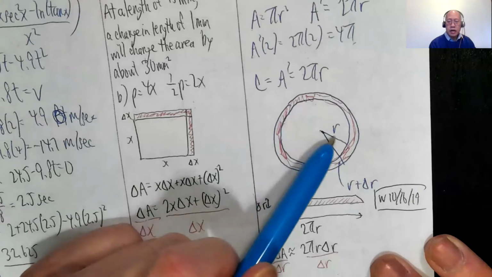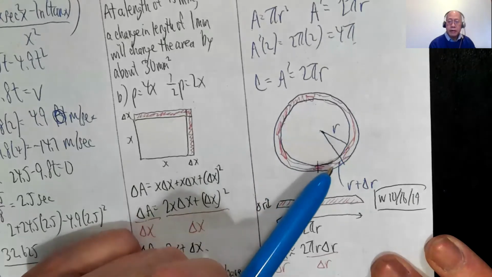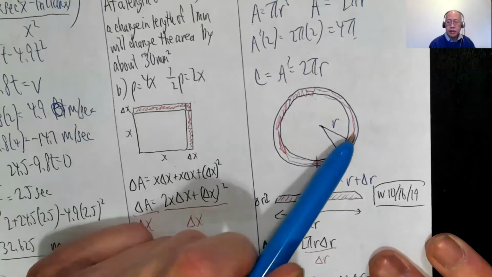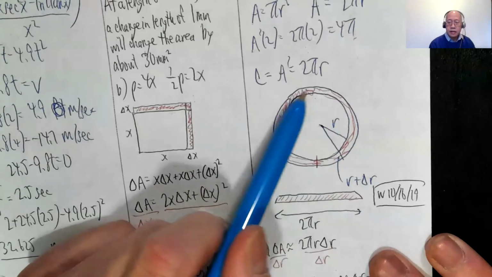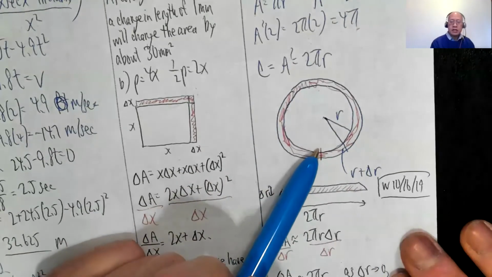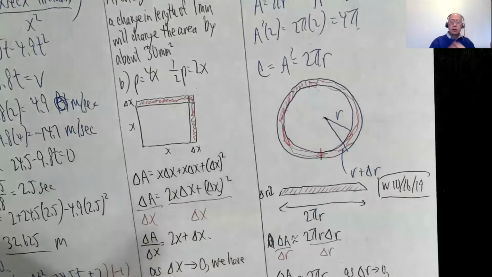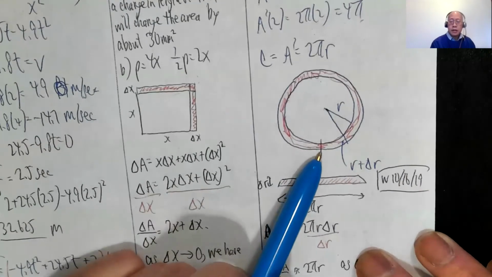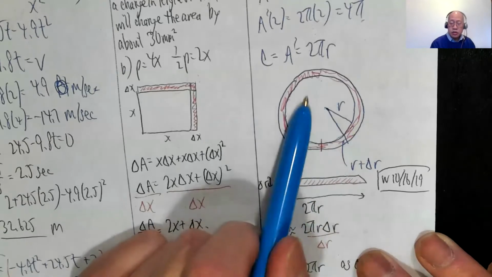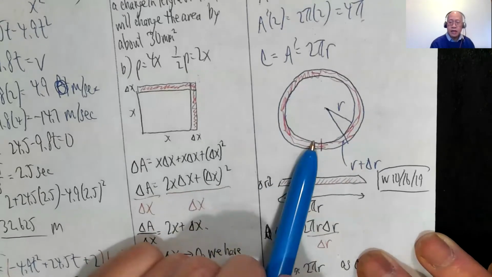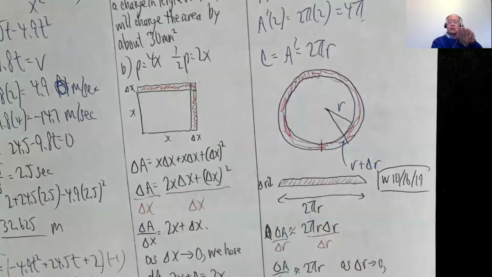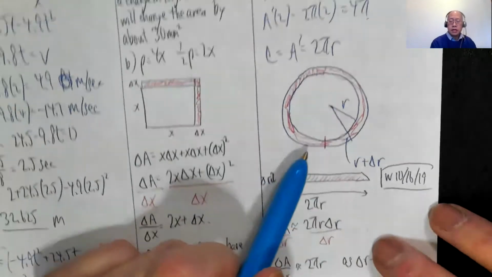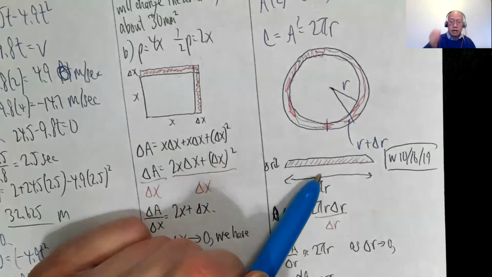So here's r. If I increase the radius by delta r, here's r plus delta r. Here's the change in area, delta A. Okay, imagine you snip this and open it up. Then you have something that's almost a rectangle. It's not quite a rectangle because the inside circle and the outside circle are not quite the same length. But if delta r is very small, i.e. delta r approaches 0, the approximation gets better and better and better.